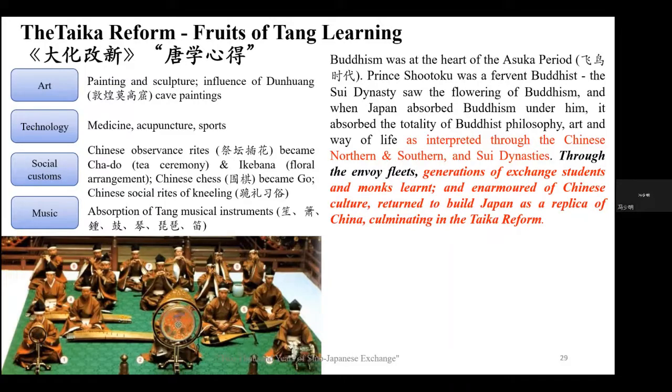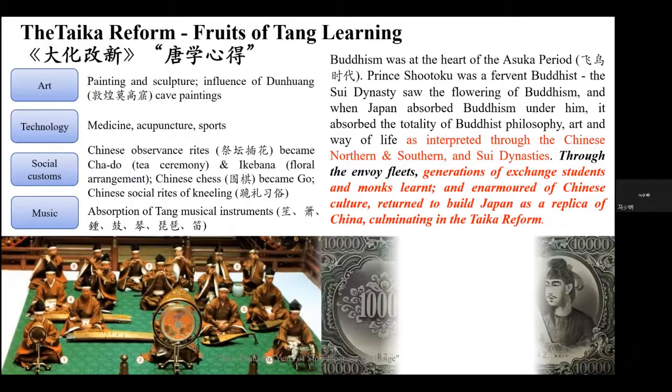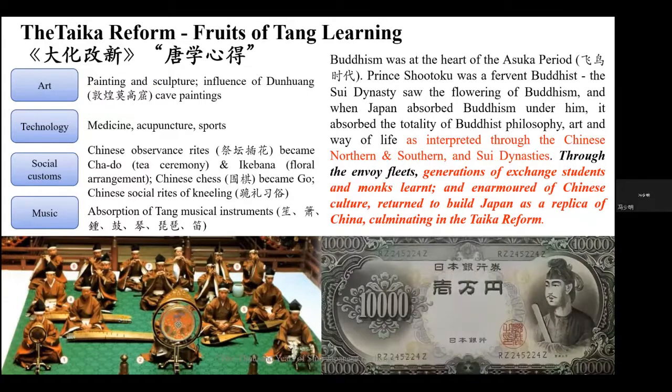Through these envoy fleets, the generations and generations of exchange students and monks, they came and they learned and they absorbed, and they were so inspired by Chinese culture, and they wanted to return back to Japan to rebuild Japan as a replica of China. And today, when we go to Japan and you look at the currency, the 10,000 yen, you can actually see Prince Shotoku, his painting on the currency. So this is the impact of the Tang dynasty.